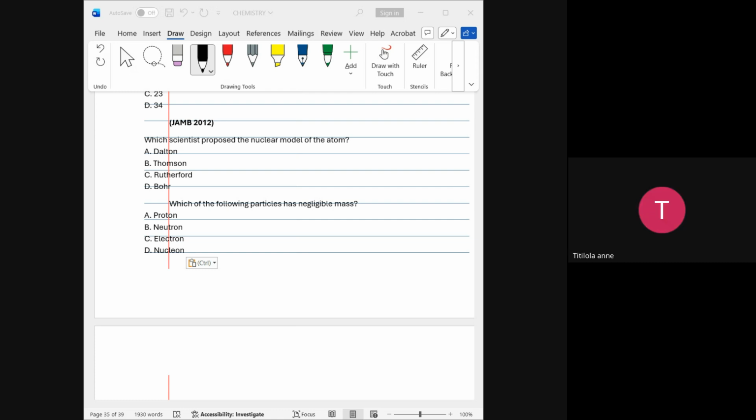Electron. Yeah, electron has negligible mass. Electron has the smallest mass compared to proton and neutron. Proton and neutron have 1 each, while electron is about 1 over 1836 or something, so it is very, very small mass compared to proton and neutron.